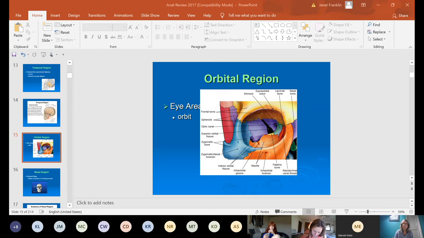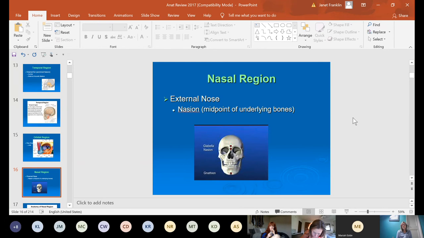Okay. Then we've got the nasal region. Anything that says nasal is going to be the nose area. The nose has a few different things to remember. The glabella is the area between your eyes. And right below it is the nasion. The nasion is the surface area that covers where the nasal bones meet the frontal bone. It's the midpoint area where the two nasal bones, remember, are two separate little bones that sit up on top here.